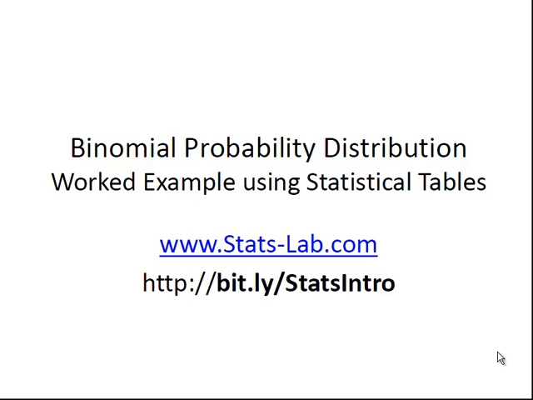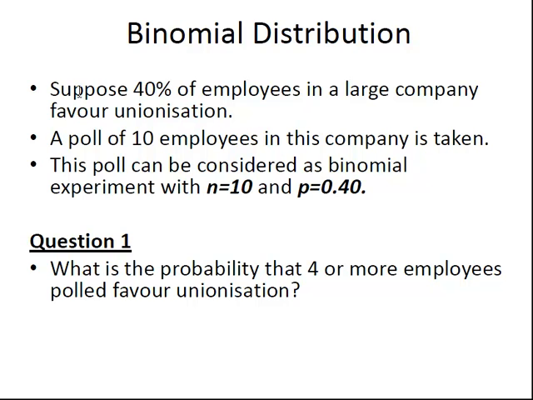In this presentation, we are going to look at a worked example of the binomial probability distribution, and we're going to use statistical tables. So, suppose 40% of employees in a large company are believed to be in favor of unionization. A poll of 10 employees from this company was taken, and we can consider this poll a binomial experiment with n equals 10, n is the number of independent trials, and p, the probability of a success, is 0.40.